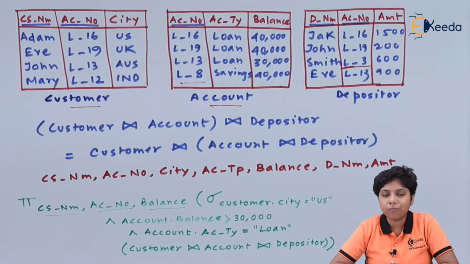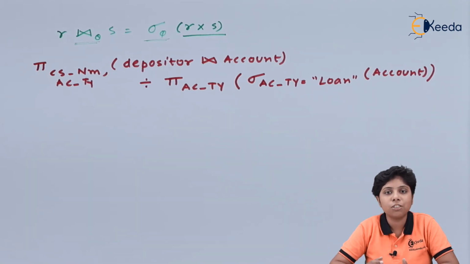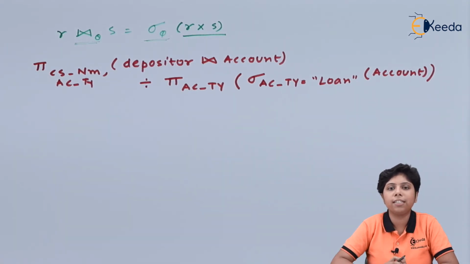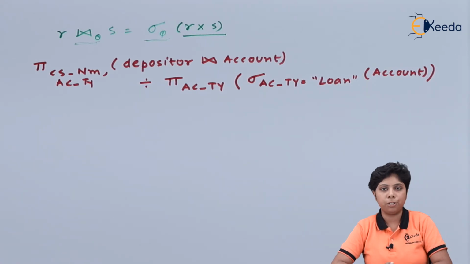So the division operation will be done by first finding the account type equals loan from the relation. So we will discard all the tuples that have the savings account type. And then we will see what the result of the natural join will be. After that, we will divide with the first projection operation. So the account type will be eliminated from the result, consisting only of the customer name that we are having from the customer and account natural join. So that is the basic use of the division operation.